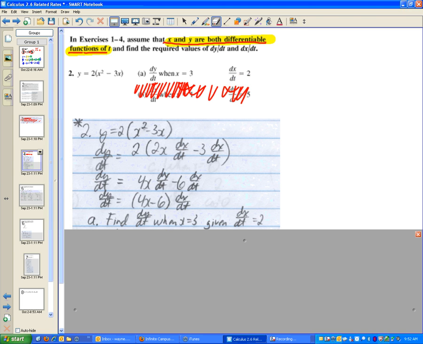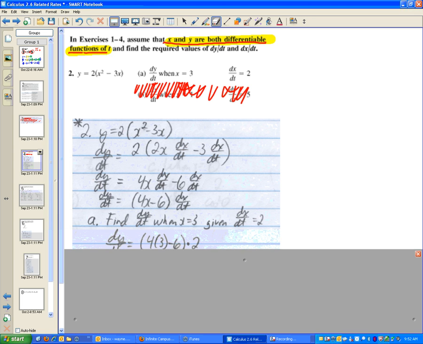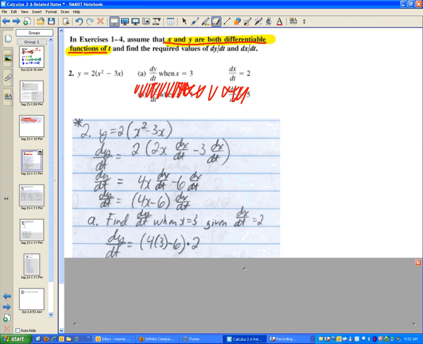So, we've got things we can substitute in now, don't we? We can substitute 3 in for x, and we can substitute 2 in for dx dt. So dy dt, still on the left, equals. Instead of 4x minus 6 in the parentheses, they tell us that x equals 3, so it becomes 4 times 3 minus 6 in the parentheses. Times dx dt, they tell us that dx dt equals 2, so times 2.